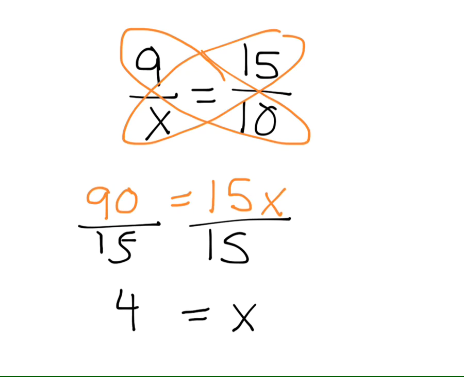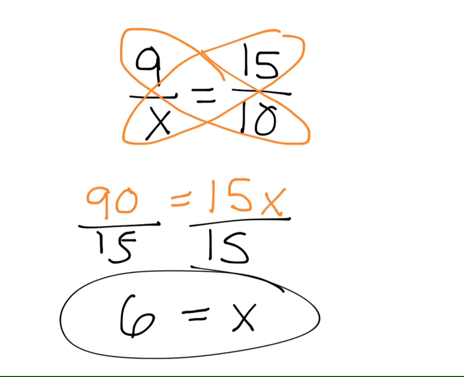Yeah, sorry, I don't know why I wrote 4. It should be 6, right? So I'm sorry, 6. That 90 divided by 15 should be 6.